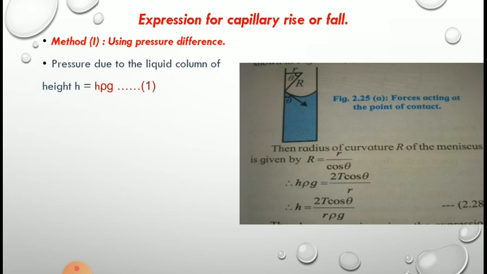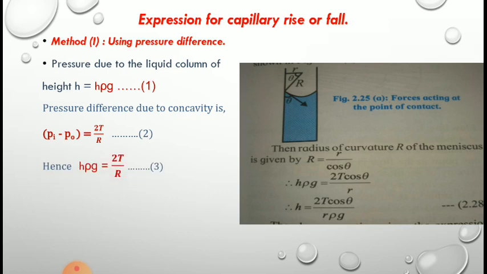So now pressure due to liquid column of height h is given by h rho g, that we know, and we derived this equation before. So the pressure is given by h rho g, where h is the height of liquid column, rho is the density of liquid, and g is the acceleration due to gravity. From Laplace law of spherical membrane, the pressure difference due to concavity is given by Pi minus Po equal to 2T divided by R, that we have derived previously. So that is the equation 2.